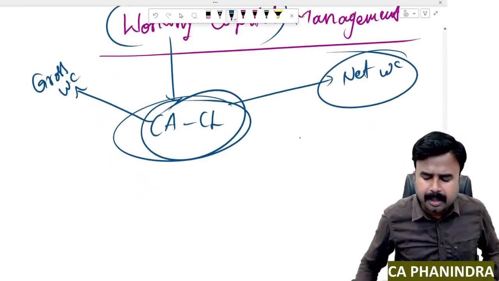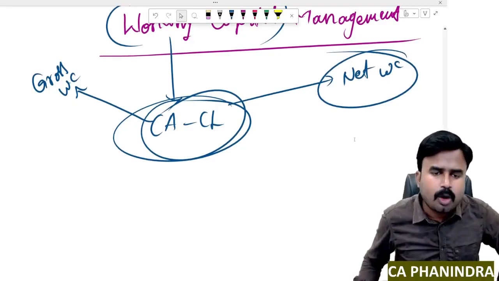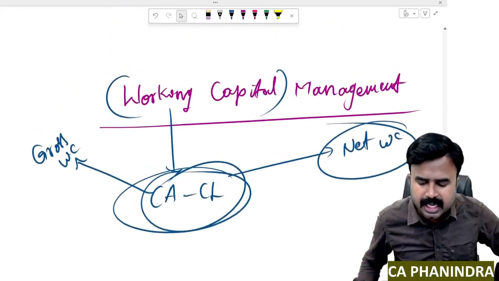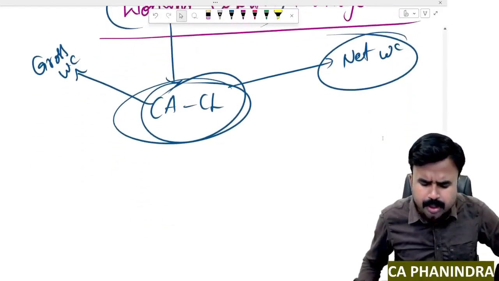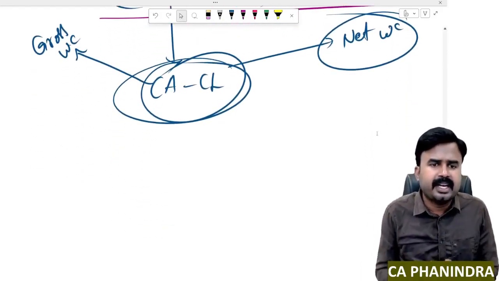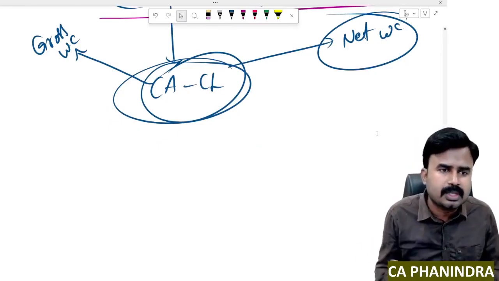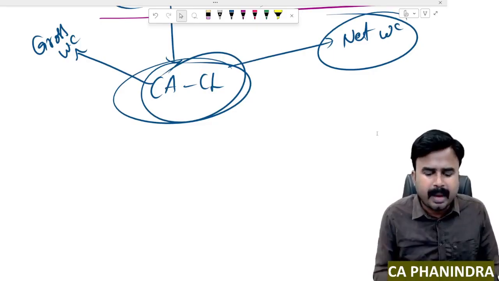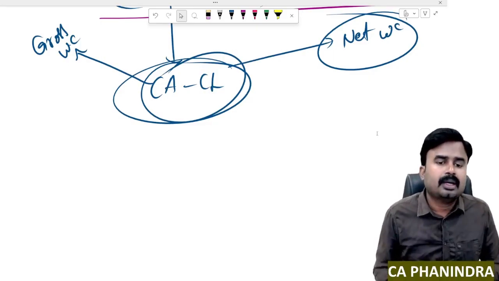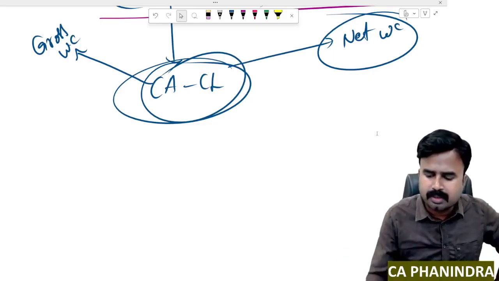Generally, net working capital is the amount which is being invested by long-term investors. That means this net working capital is purely financed out of long-term sources. So your total current assets are generally financed out of two sources. One is long-term sources, the other is current liabilities. If you deduct the current liabilities portion, the balance worth of current assets is completely financed out of long-term sources, which is known as what?